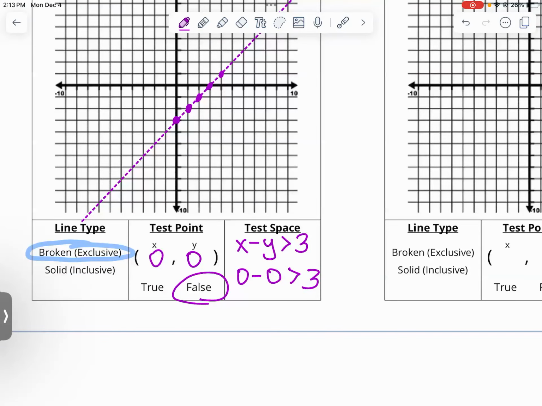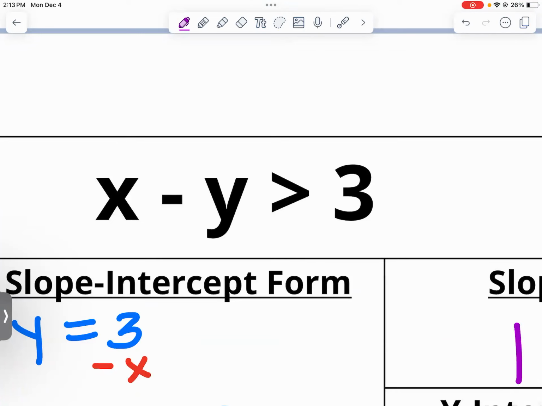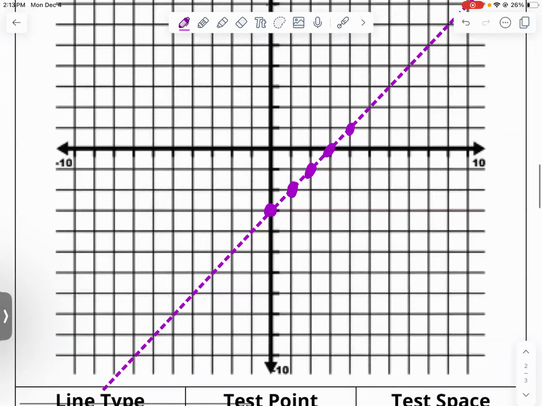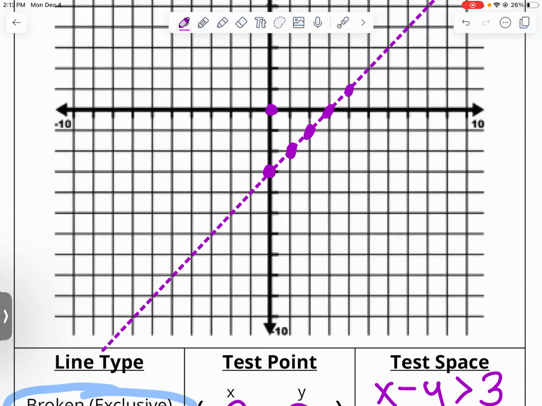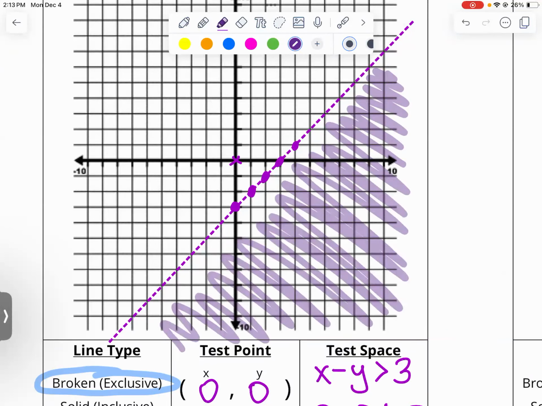You use the original inequality, not the equation. So what did we decide about 0, 0? It did not work. So 0, 0 is not a solution. So we get to shade the side that does not have 0, 0, since it wasn't a solution.